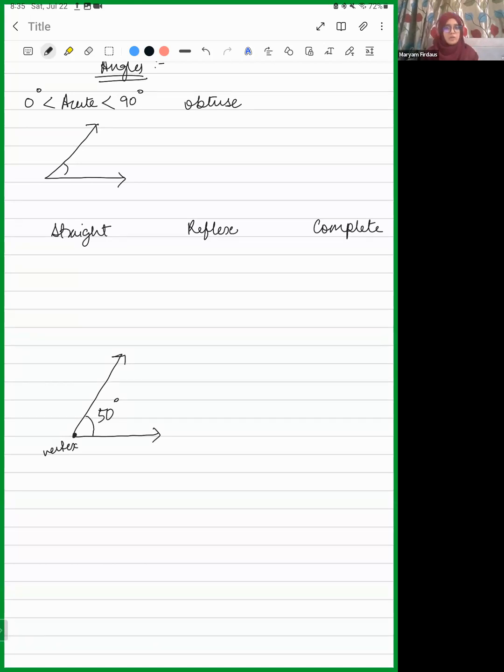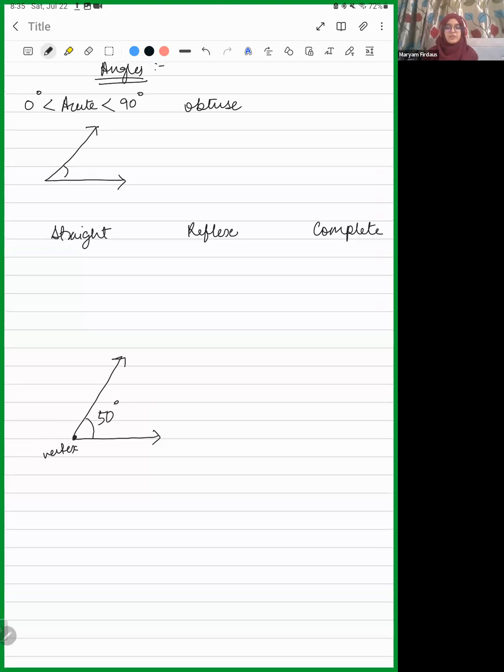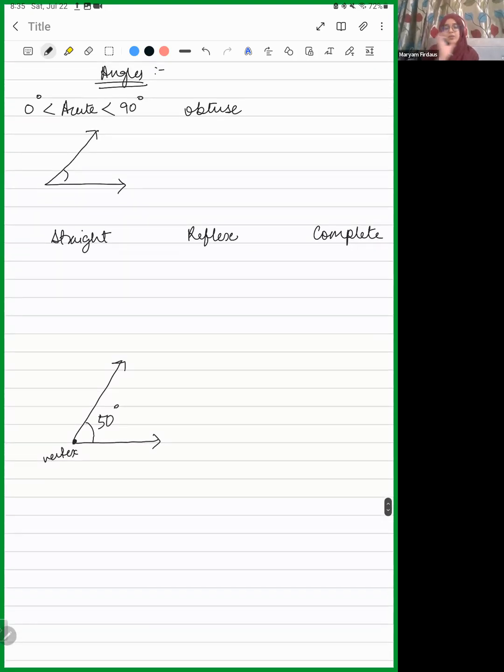There are other units also. Just like for length, you have centimeter, meter, kilometer, miles, feet, inches. Similarly, for angles, the one that we use most frequently till your 10th grade is going to be degrees. After that, you're going to use a different unit of measuring angles. But anyway, this is your acute angle, which the measurement is between 0 degrees and 90 degrees.